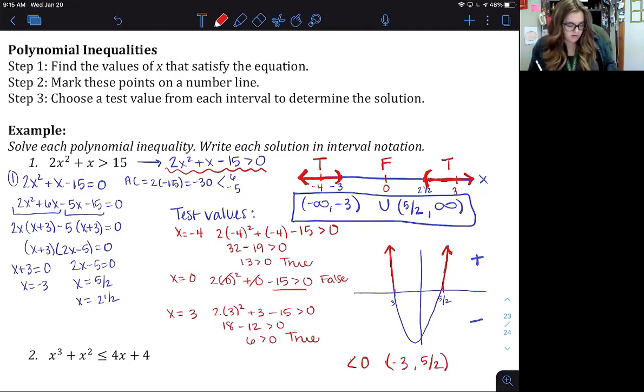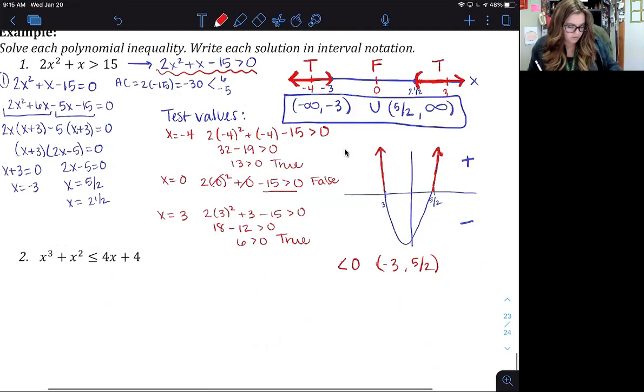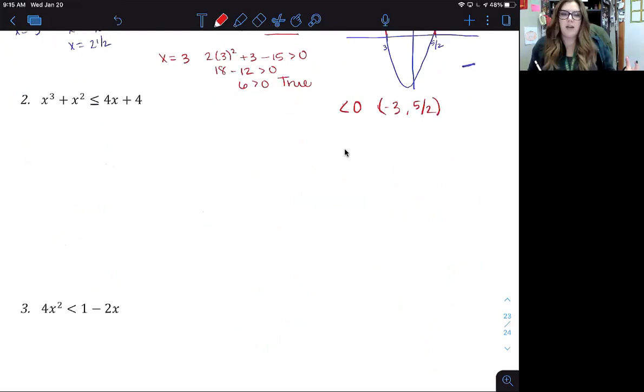All right, so I want you to try number 2 and 3. At least get it factored. If you can at least get that factoring part done, and then we're just testing values. And we'll go over that in class tomorrow.